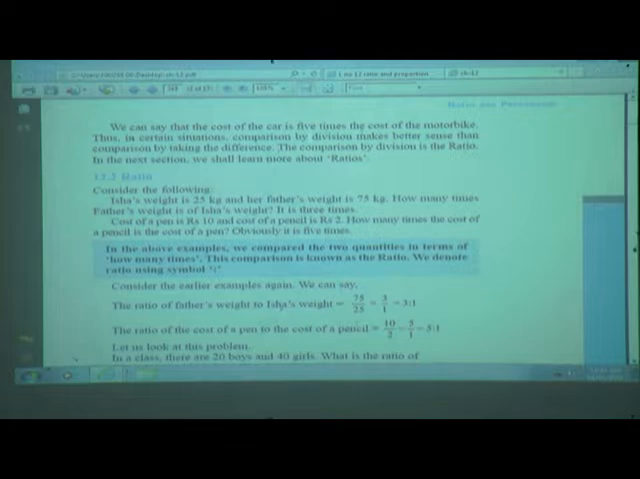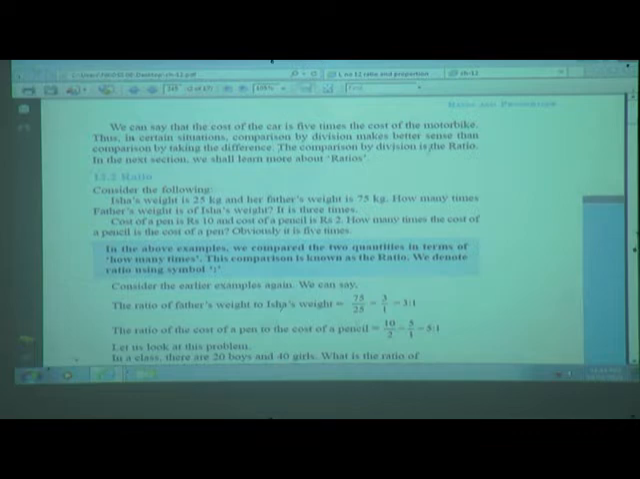We got 5 by 1. So the cost of the motorbike is 50,000, and that of a car is 2,50,000. So we can say that the cost of a car is 5 times the cost of the motorbike. Thus, in certain situations, comparison by division makes better sense than comparison by subtraction. In some situations, both comparison by division and comparison by subtraction are possible.